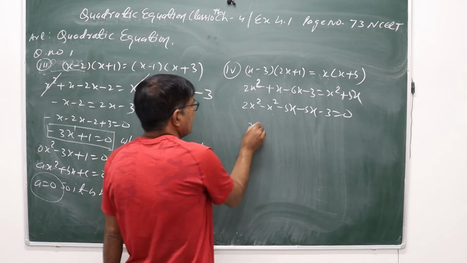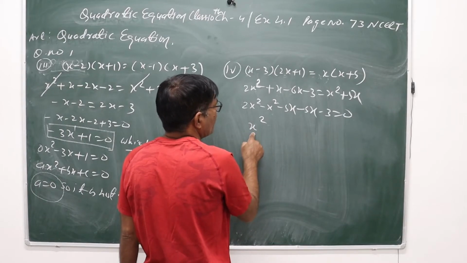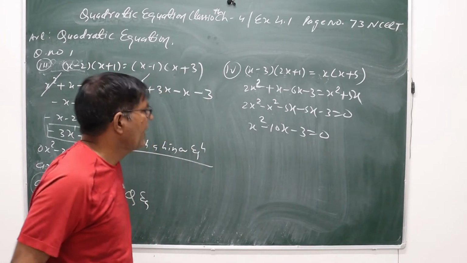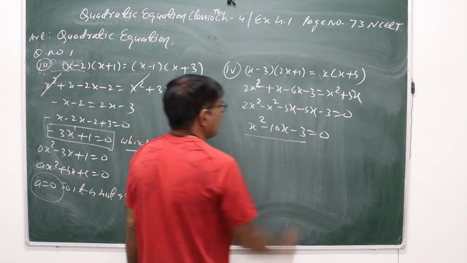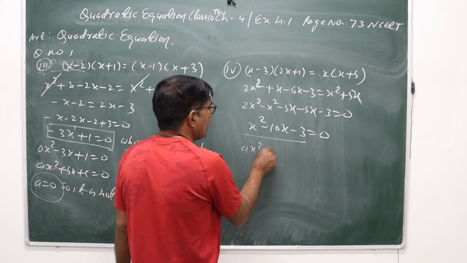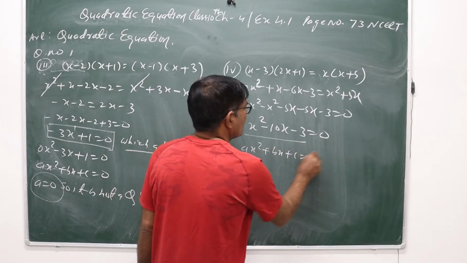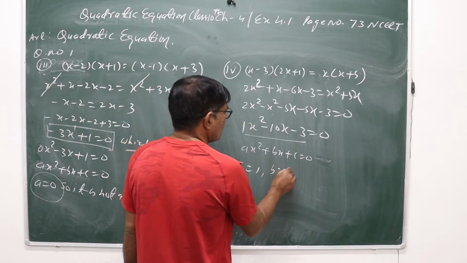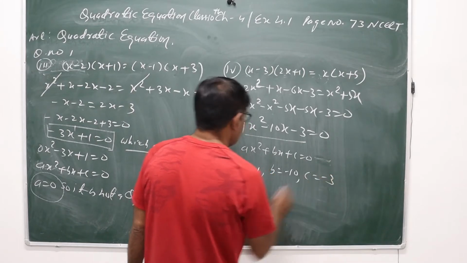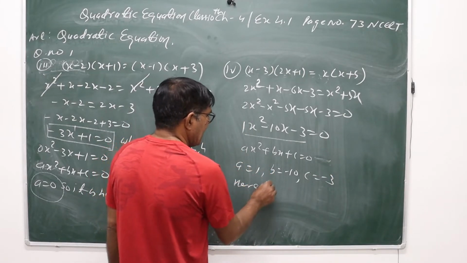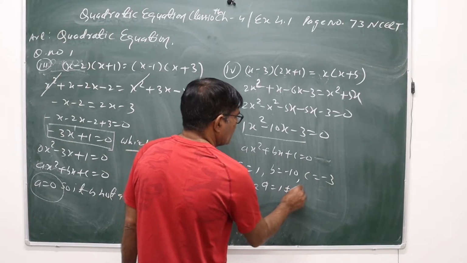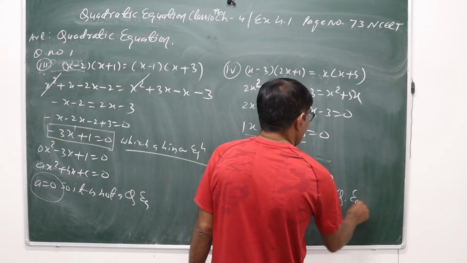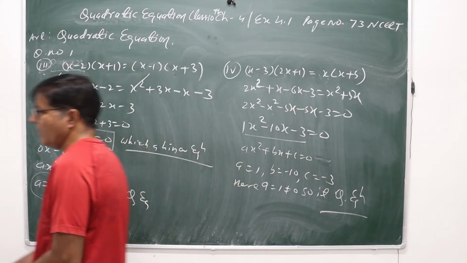Now 2x square minus x square, x minus 6x minus 5x is minus of 10x minus 3 is equals to 0. अब देखिए, this is the quadratic equation and we will compare with the standard form, ax square plus bx plus c is equals to 0. Then a is equals to 1, b is equals to minus 10 and c is equals to minus 3. Here a is equals to 1, not equals to 0. So it is a quadratic equation. So please pause the video now.